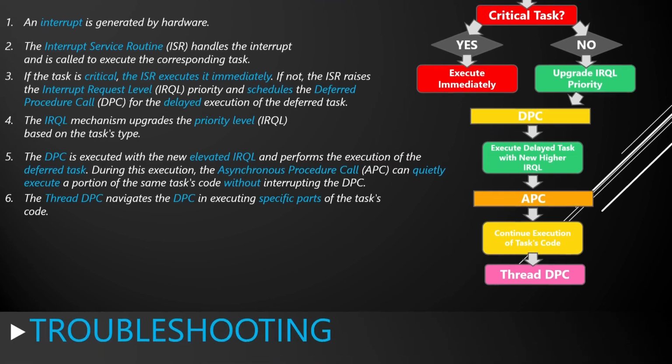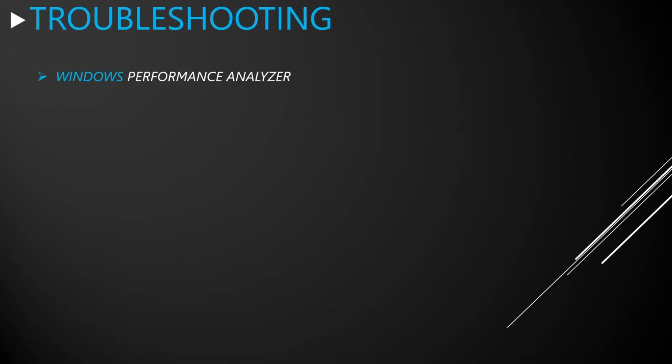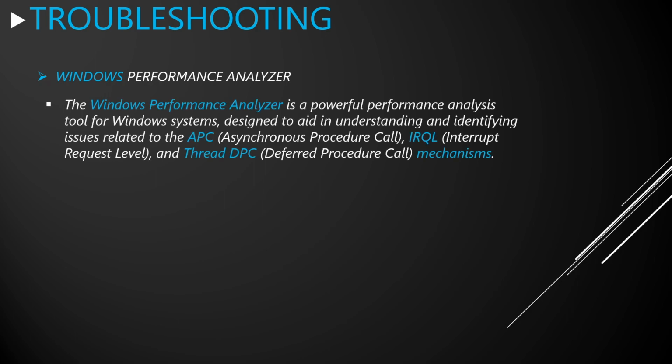Now let's continue to troubleshooting. To troubleshoot all these mechanisms, use Windows Performance Analyzer only, not Latency Monitor. The Windows Performance Analyzer, as we said also in the previous PowerPoint, is a powerful performance analysis tool for Windows systems designed to aid in understanding and identifying issues related to the APC. Anyways, just this tool can help you to troubleshoot, to analyze, to detect issues on the system, to detect if something is going wrong and it's caused by APC or IRQL.